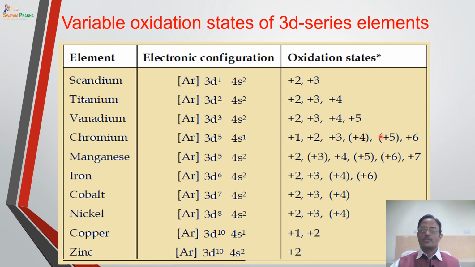Now why these elements are showing these many oxidation states? The reason lies again in the electronic configuration. The electronic configuration is such that the energies of 3d and 4s energy levels are very close to each other. So removal of electron from 4s as well as 3d is easily possible. And so these elements have a tendency to release electrons either from 4s only or 4s electrons followed by the 3d electrons. So they can lose electrons from 4s as well as 3d subshells.